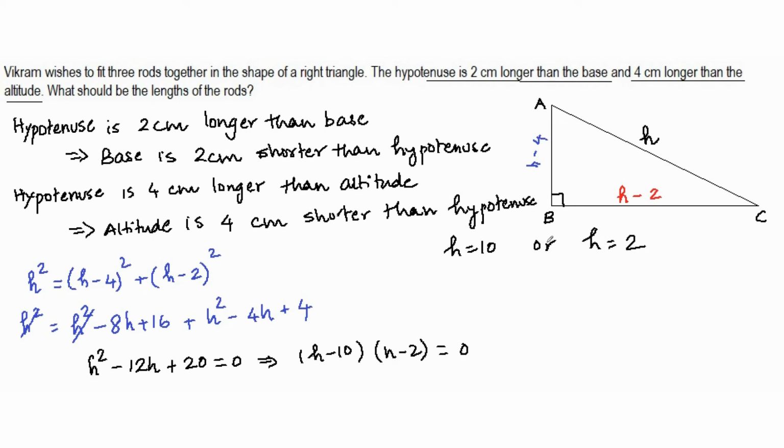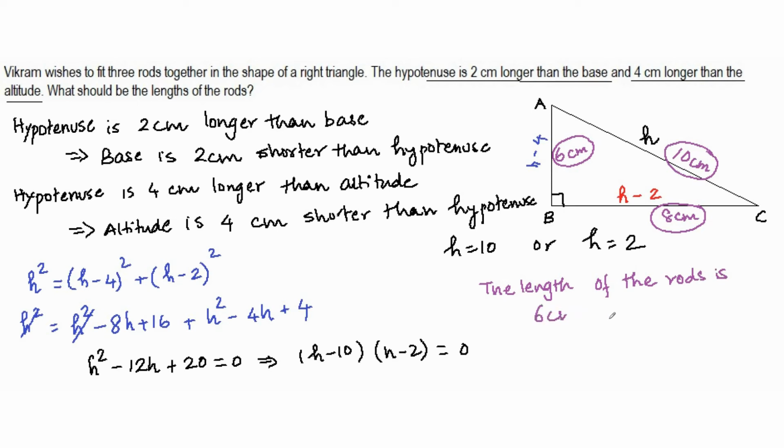And let's see which of these options is really possible. Now if h is equal to 10, the hypotenuse becomes 10 centimeters. The length AB becomes 10 minus 4, that is 6 centimeters. And the base becomes 10 minus 2, that is 8 centimeters. So the lengths of the rods are therefore 6 centimeters, 8 centimeters and 10 centimeters.